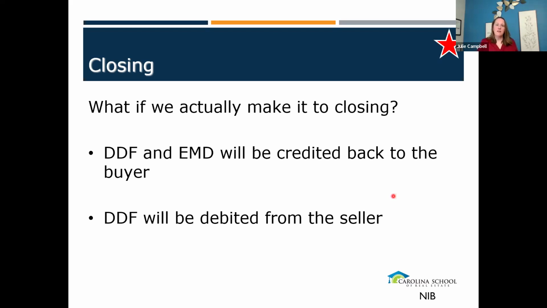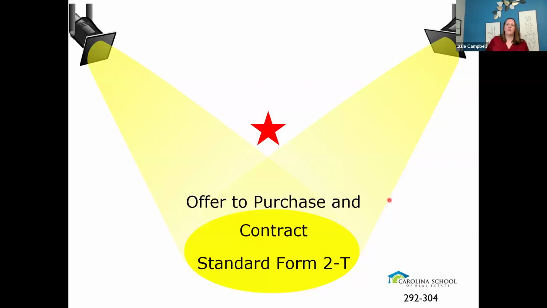There's a lot going on. I think I mentioned last week, our offer to purchase and contract as of July of 23 is 17 pages now. So we have a lot that we have to cover, a lot that we need to make sure the parties understand. And that's what you and I are going to go over when we get back from break.